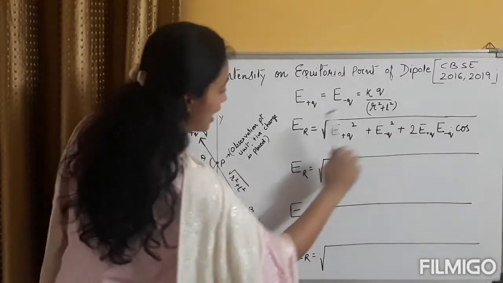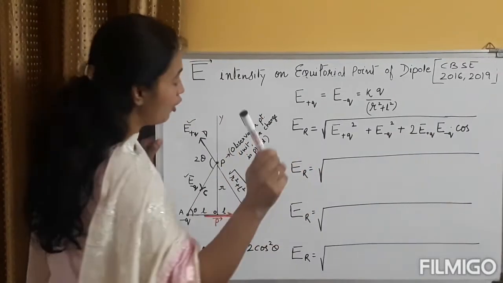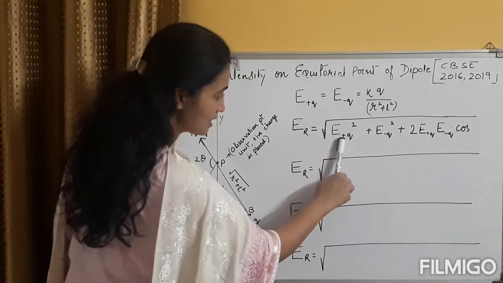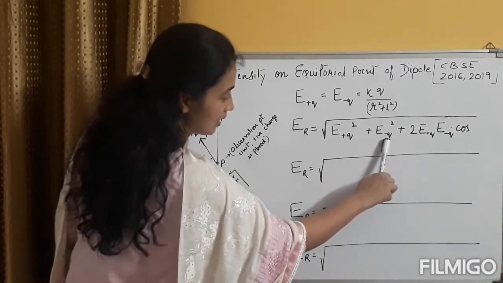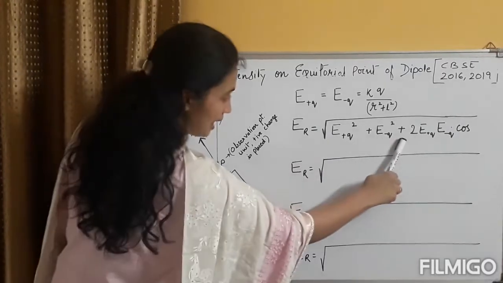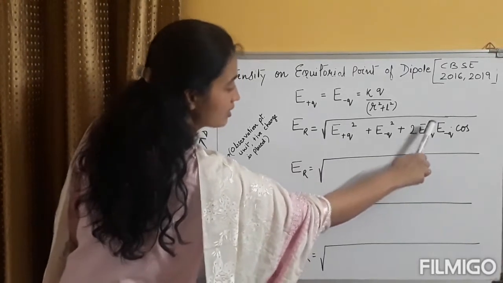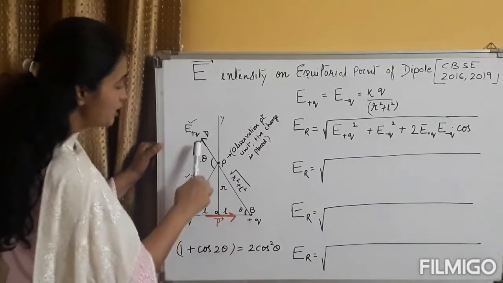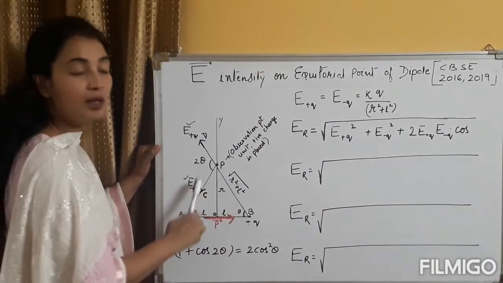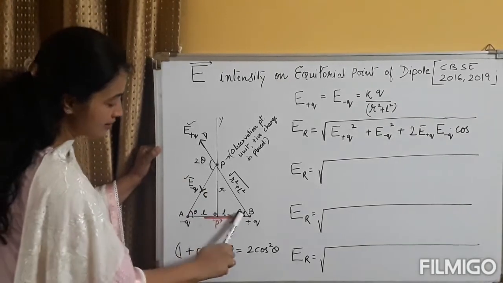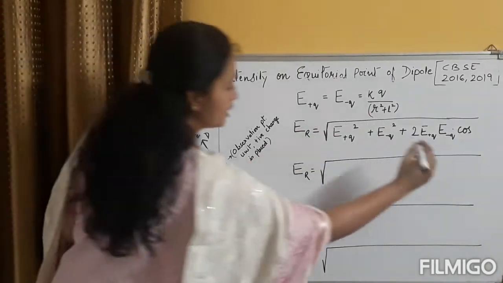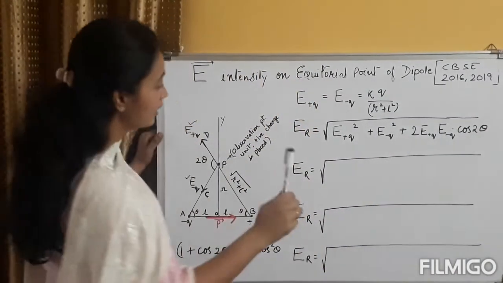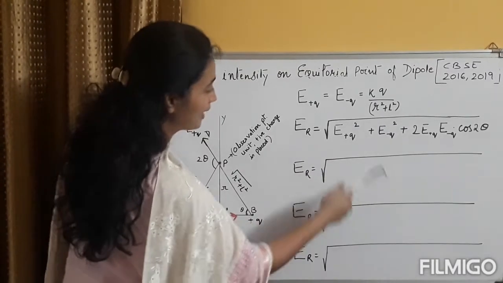I am using the same value. Parallelogram law of vector addition says resultant squared is equal to square of first vector, which is E plus Q, plus square of second vector, which is E minus Q, plus 2 times first vector into second vector into cosine of the angle theta between the two vectors. What is the angle between the two vectors? This is theta, so it's going to be automatically 2 theta. So it's cos of 2 theta. I hope things are clear. Again, moving ahead, little mathematical workout.